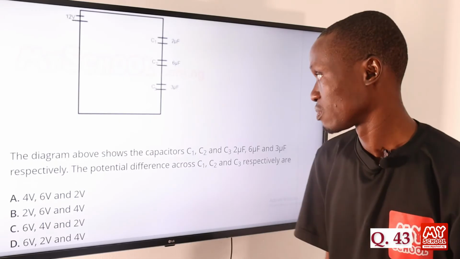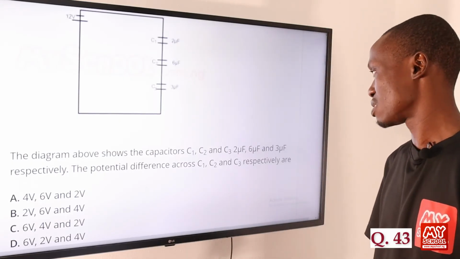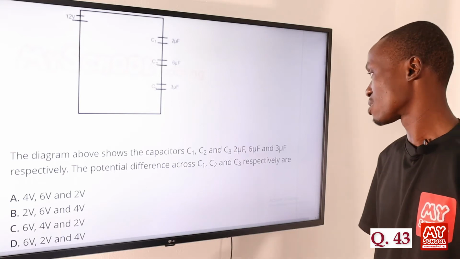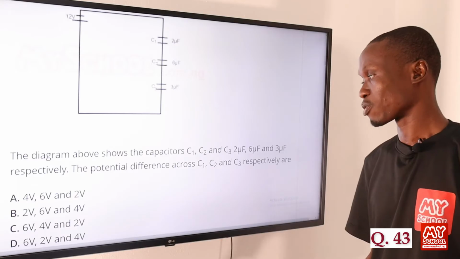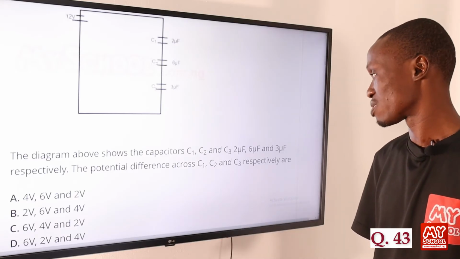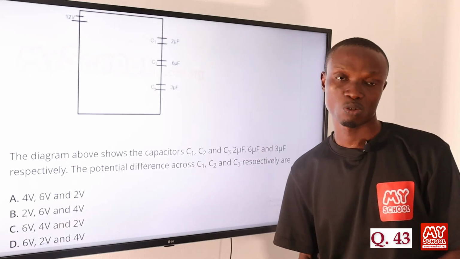Question 43. The diagram above shows the capacitors C1, C2, and C3, 2 microfarad, 6 microfarad, and 3 microfarad respectively. The potential difference across C1, C2, and C3 respectively are. So let's move over to the board to solve this question.